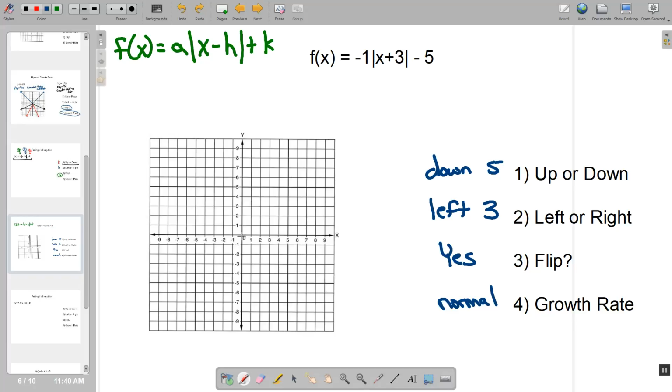Now we have all of the information we need to graph. Before I do that, though, I always like to graph the original absolute value of x, just so I can look at what the original was. So my new vertex is down 5 and left 3 from our original. So down 5 and left 3. It says that I do flip, so I'm going down, but the growth rate is still normal. So a slope of -1 in that direction and +1 in that direction. And I just graphed this line without making a table and in much, much faster fashion.